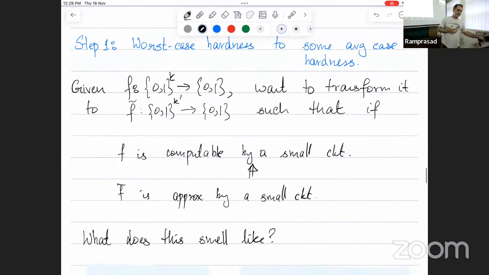So what does this smell like? You want to say that if something can be computed at a good number of places, I want to come up with something else which gets it right everywhere. And this is exactly error correcting codes. If f tilde were the encoded version of f, and you can get f tilde right at a lot of places, you should then be able to decode to get what f is. This is exactly error correction.